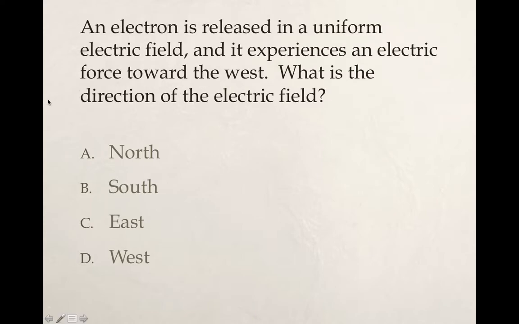So here, this is the example. An electron, right, is a negative charge, and it's released in a uniform electric field, and it experiences an electric force towards the west. So what is the direction of the electric field? So here, if I had a negative charge and my electric field points towards the west, so it's pointing this way, then my electron's going to feel a force towards the east, so it's going to be opposite. So remember, an electron is a negative charge and it goes against the field lines.